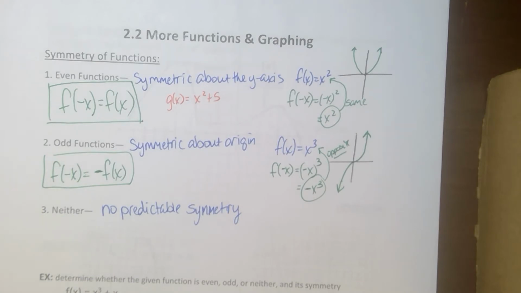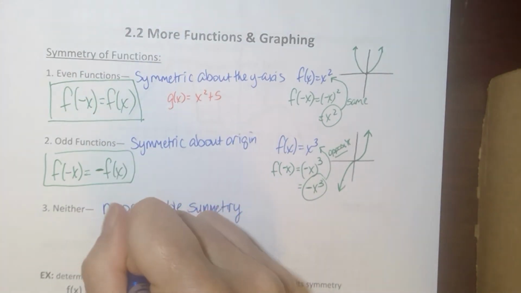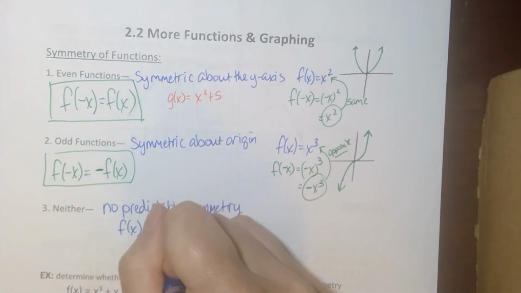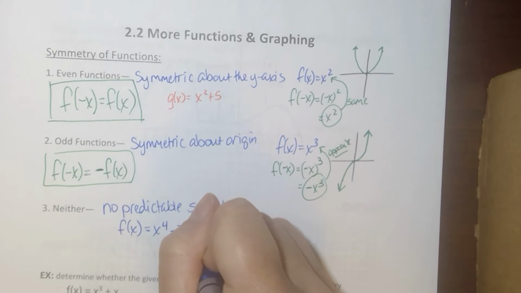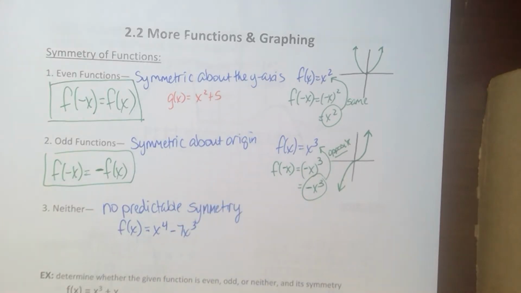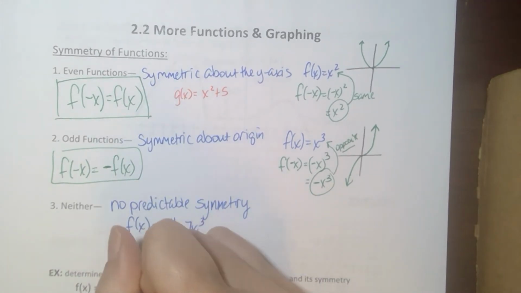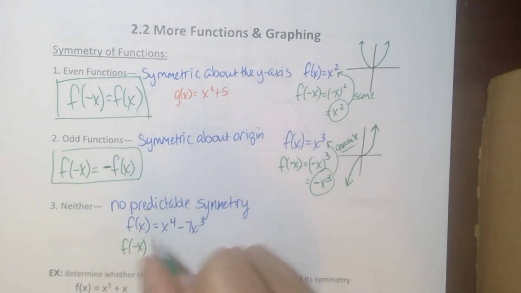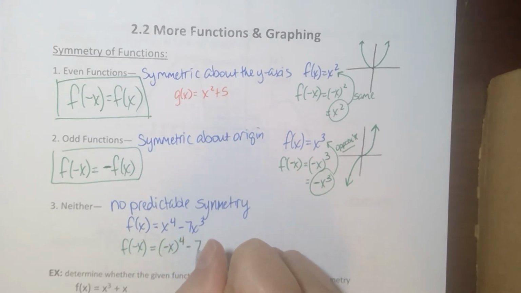So, for example, let's say we have f of x equals x to the 4th minus 7x cubed. That's my function, and I want to know if that function is even or odd or neither. Well, the way I check to see is I plug in a negative x. So anywhere I have an x, I make it a negative x.